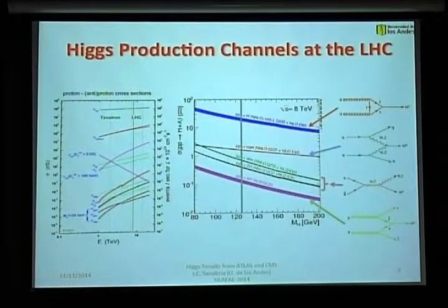The main production channels for the Higgs in a hadron collider like the LHC are gluon-gluon fusion, vector boson fusion, production in association with a vector boson, and production of the Higgs in association with a t-tbar pair. Those are the main channels, and as has been mentioned several times this morning, the gluon-gluon fusion production channel is the dominant one, by far.